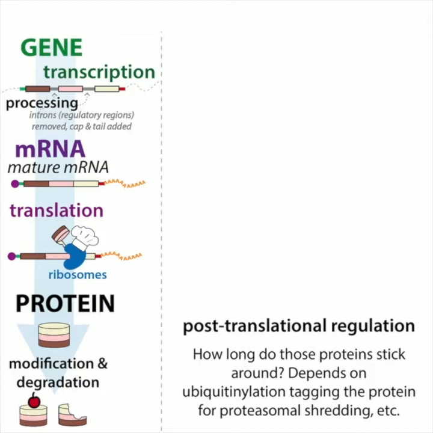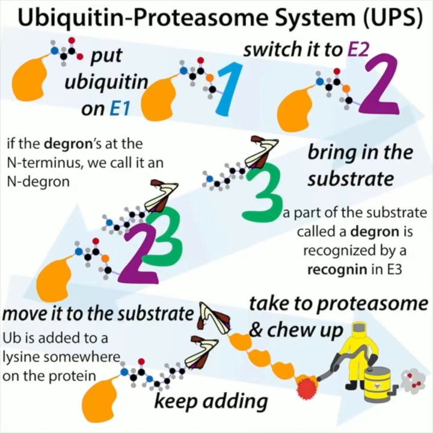And how this degradation takes place is usually through a process called the ubiquitin proteasome system. So it's a different kind of UPS than you're probably used to. But there are sequences called degrons, which get recognized by ubiquitin ligases, which stick this little protein called ubiquitin onto the protein, and this serves as a tag that gets bound to the proteasome, which is a protein chewing complex, and then the protein gets chewed up.